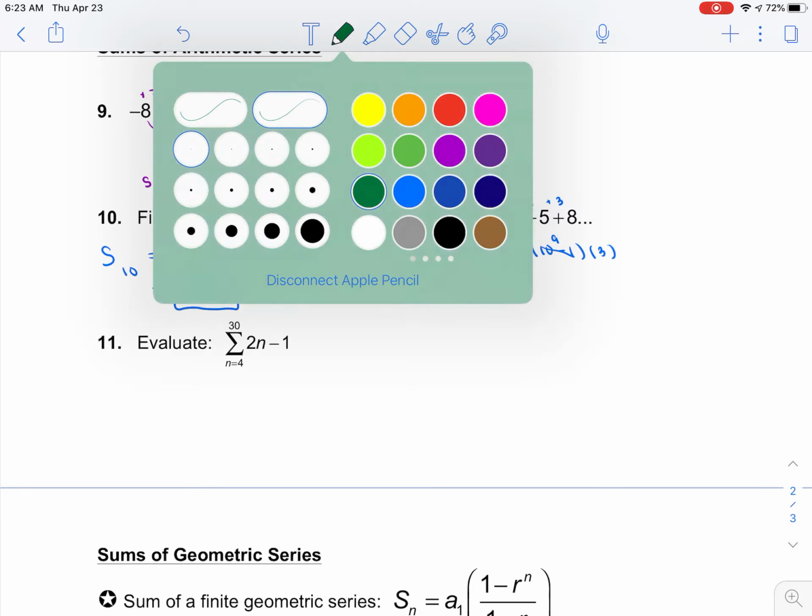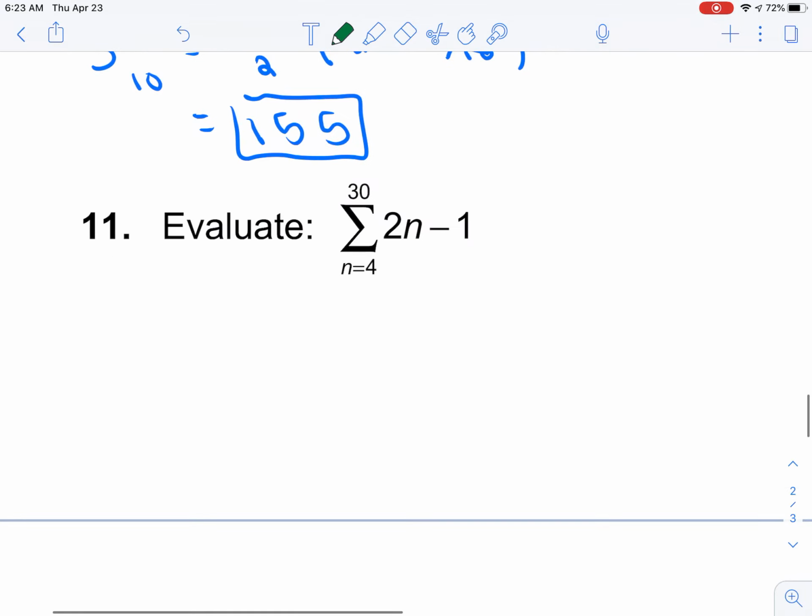Now, if you look at the next problem, this is a problem that's a little bit more complicated. I'm saying evaluate, and there's a sigma. And remember, that means find the sum. But here's the problem. You have to start by subbing in a 4, then a 5, then a 6, then a 7, then an 8, and keep going until you get to 30, and then add those all together. You'll see that this would take a very, very long time. So as a result, we need to use a formula that gets us there faster.